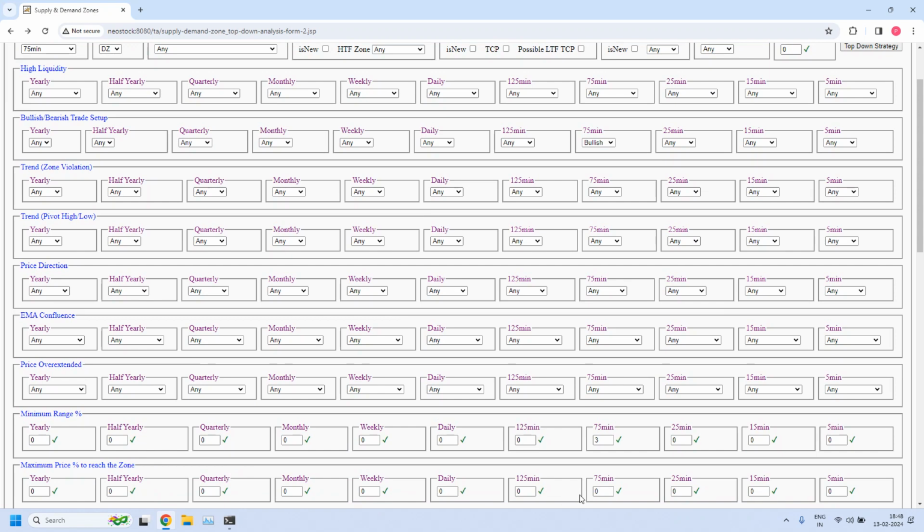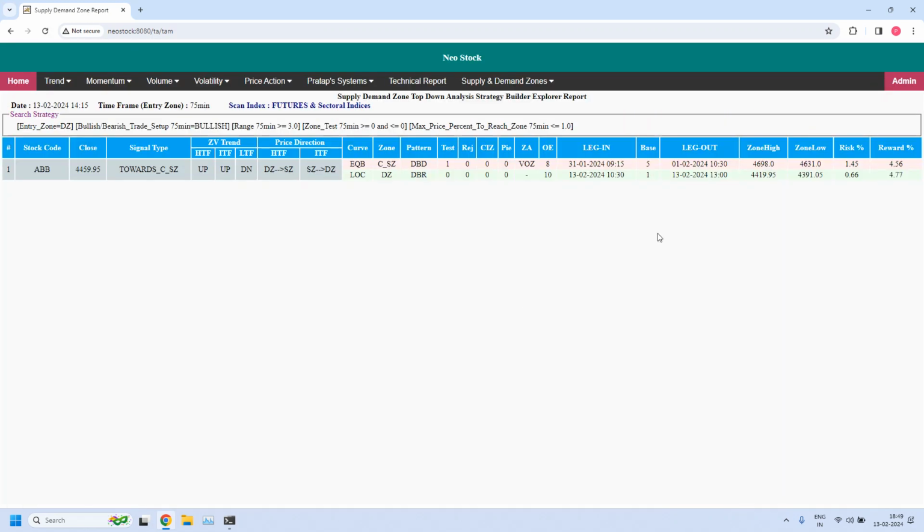Because this is a bullish trade setup, demand zone, 75 minutes demand zone. At 75 minutes, I'm setting 1. 1 indicates 1%, close to 1%. Yes, one stock is there, close to 1%. This is ABB. Currently, price is moving towards the supply zone. Due to any reason, tomorrow, if your price comes back and gives an entry, you can catch this stock.